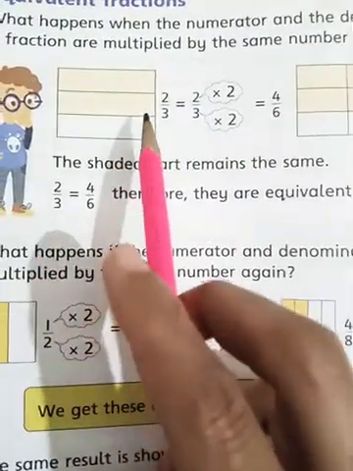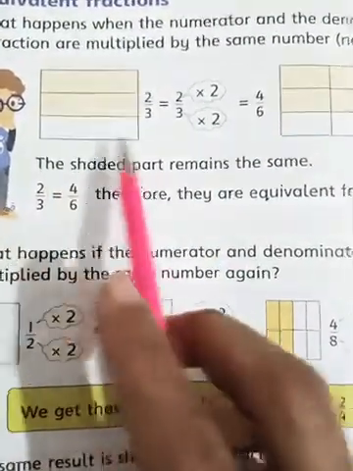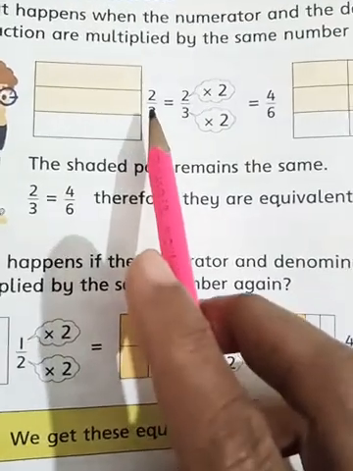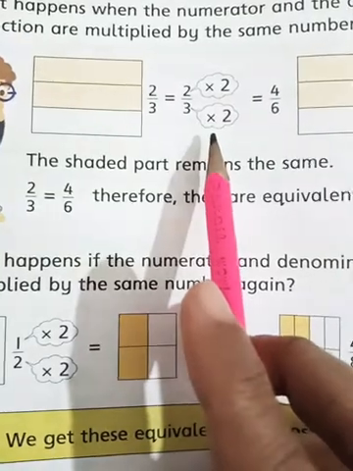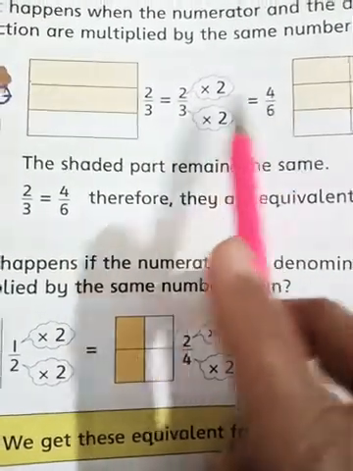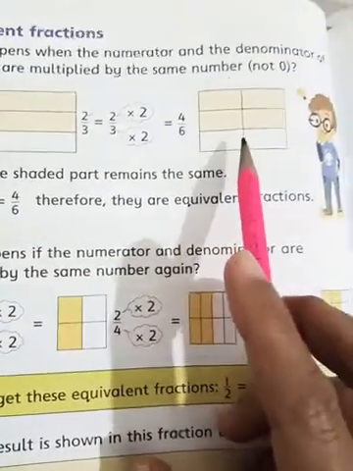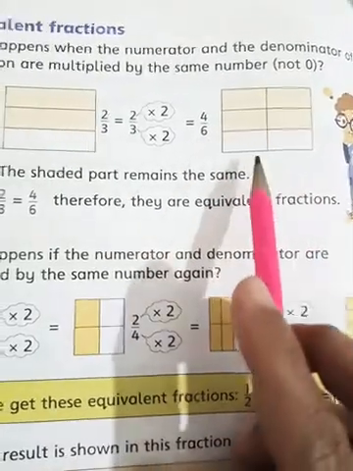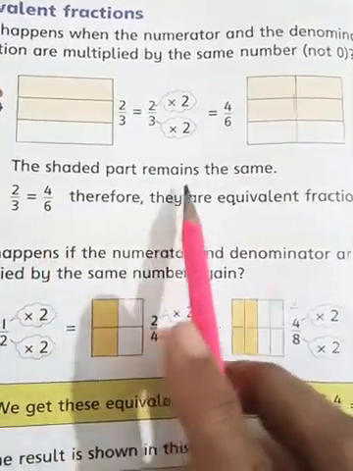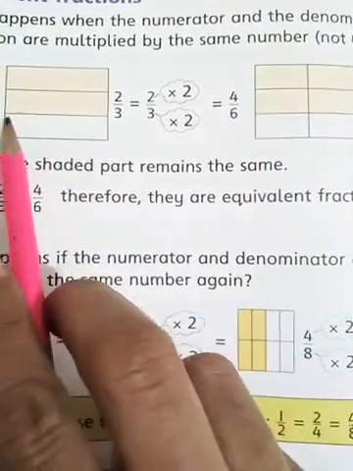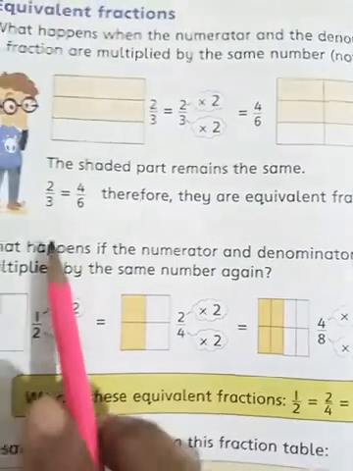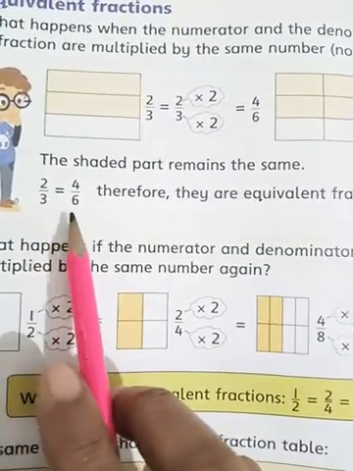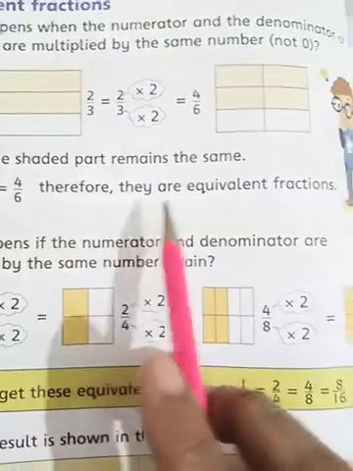Let's take this fraction. This is 2 upon 3. And what they have done, they have multiplied the numerator 2 with 2, and 3 again with 2. So what happened? 2 2s are 4 and 3 2s are 6. Now the fractions become like this. So here you can see the shaded part remains the same. See, this is the shaded part, this is the shaded part. So it is same. So we can say that 2 upon 3 is equal to 4 upon 6. Therefore, they are equivalent fractions.